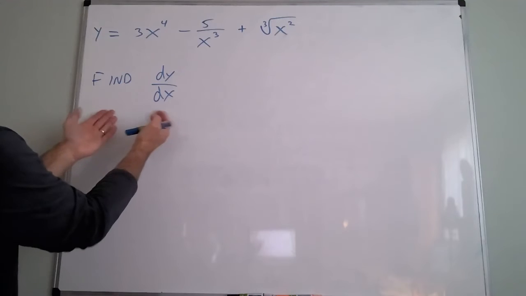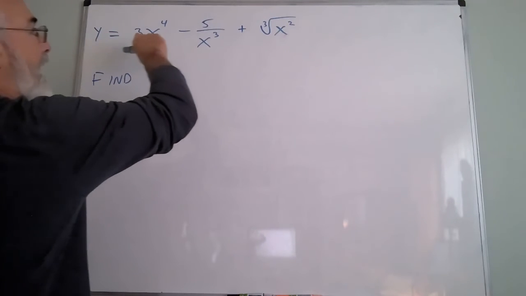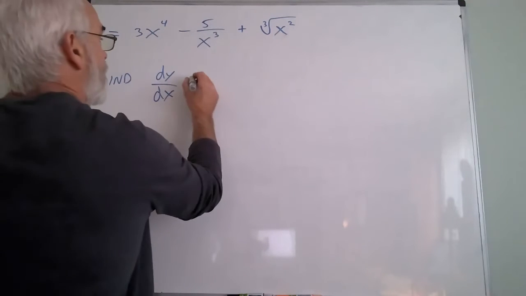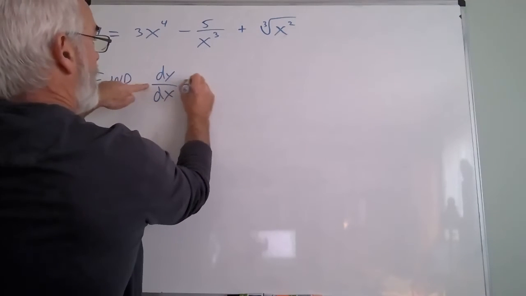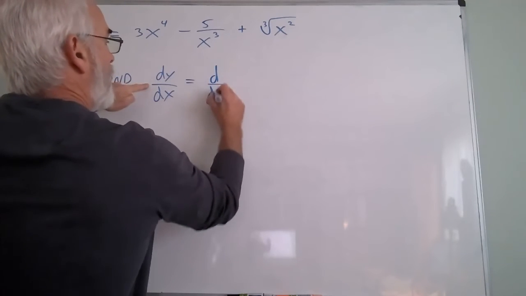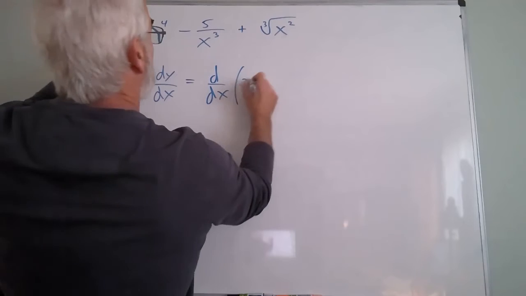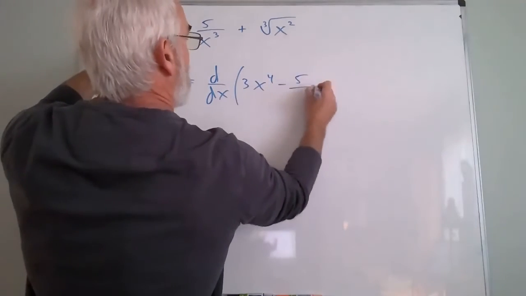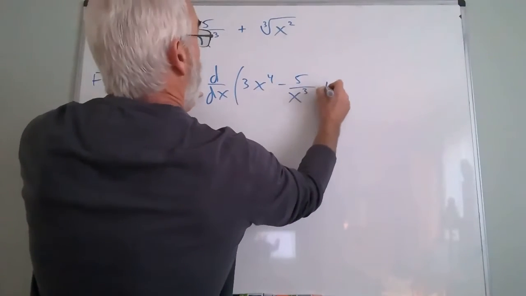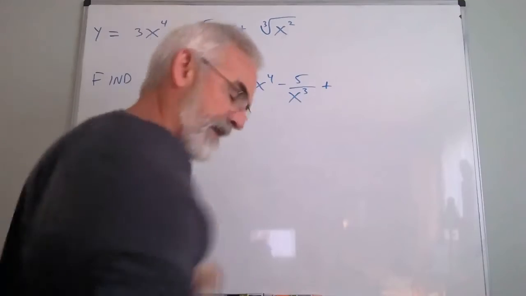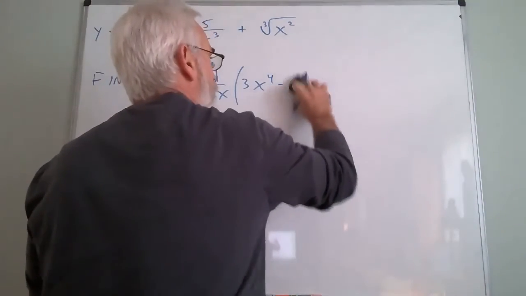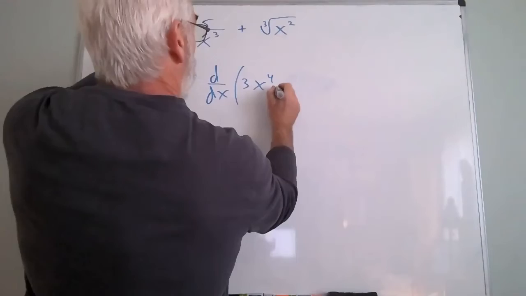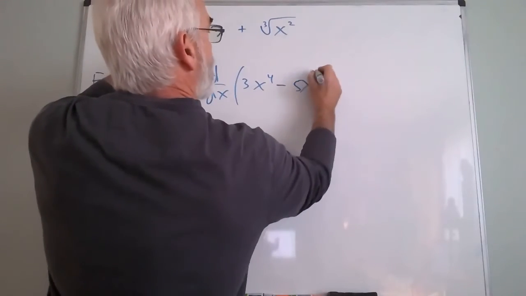I want to find this. That means I'm going to apply d dx to all of this. So I want you to get used to this. dy dx is the answer. That is the function, and it's equal to the operator applied. This is not a multiplication. This is an operator. I am applying it to all of these, but I don't want to write it in that form, do I? No. I want to write it as exponents. So I want to write it as 5x to the negative third.